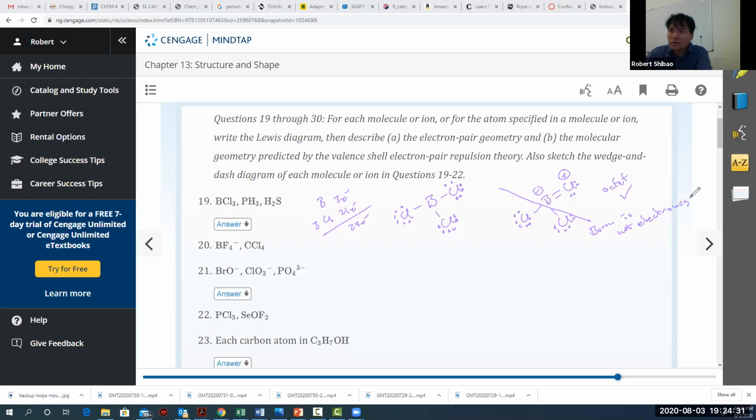Boron is not electronegative enough. Electronegativity is how much it can pull the electron. It doesn't have enough pull. Boron is not electronegative enough to take an electron from chlorine. And so boron ends up with less than an octet.